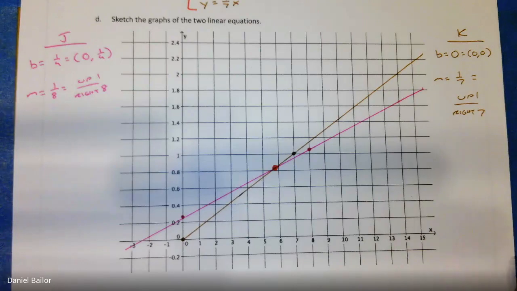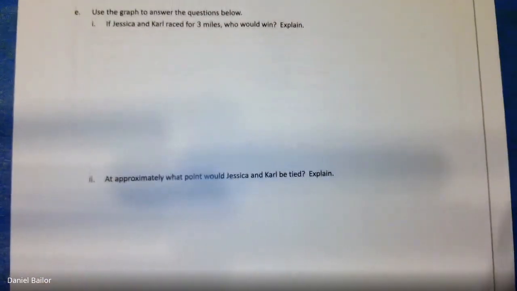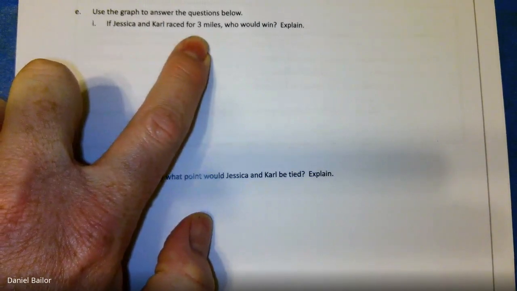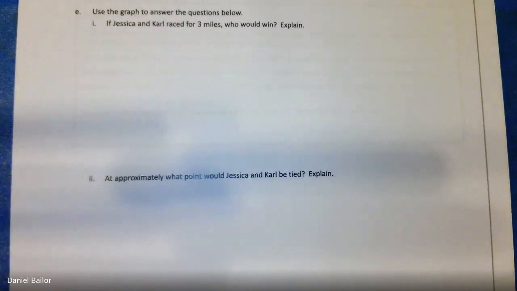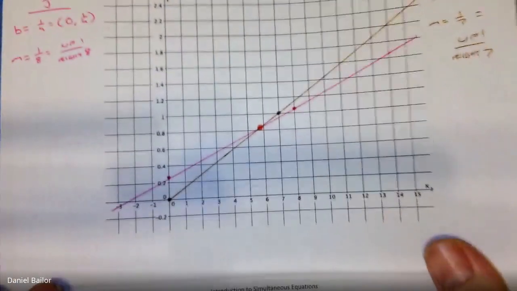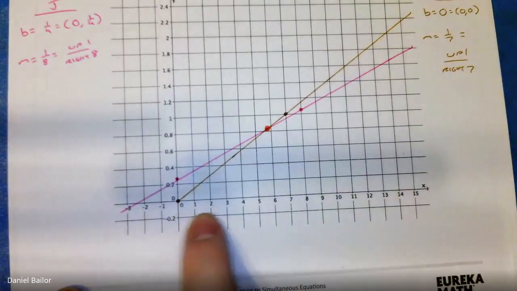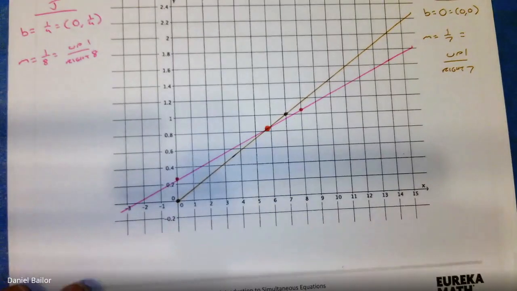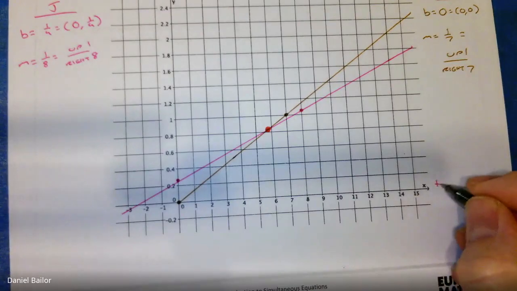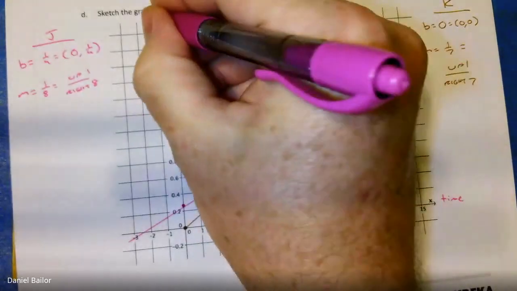So let's see what question E is like. Use the graph to answer the questions. If Jessica and Carl race for 3 miles, who would win? Well, remember on this one, Y was the miles. So if they race for 3 miles, X is time, and I don't like how they did not label that for you, but X, remember, is time, Y is miles.